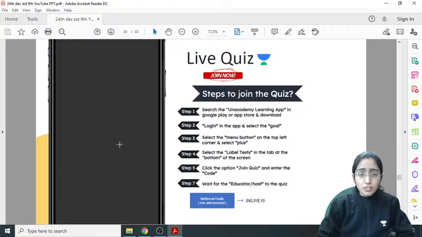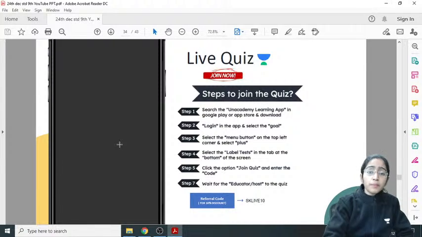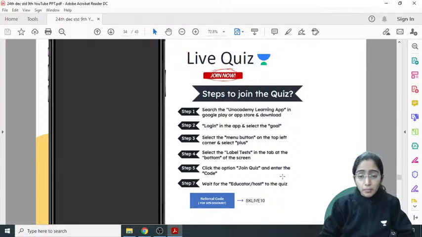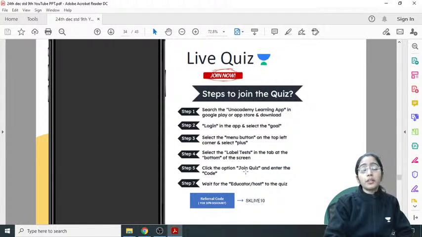Now, apart from that, just the last thing I would like to tell you. Live quizzes, how to join a live quiz. Just go to the Unacademy Learning app, log into the app, select the goal option, select the menu button on the top left corner, select Plus, then the Test label, and then you have to enter the code given by your educator and you can join the quiz.